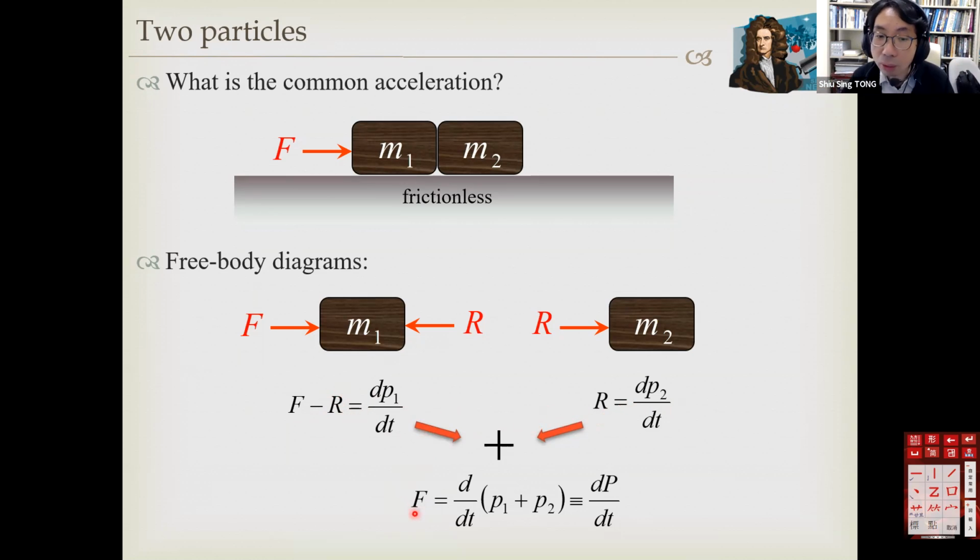If you consider the system as a whole, then the final equation is that the net force is equal to the rate of change of P1 plus P2. And P1 plus P2 is the total momentum of the system. So now the internal force has gone because they are opposite and they cancel in the equation. And so you get an equation that relates the external force acting on the system to the total momentum of the system, that is the total momentum vector P equal to P1 plus P2. So that is a nice thing because you don't have to consider internal force.